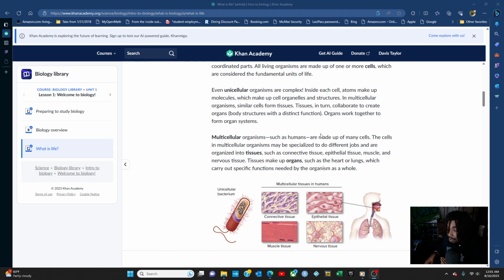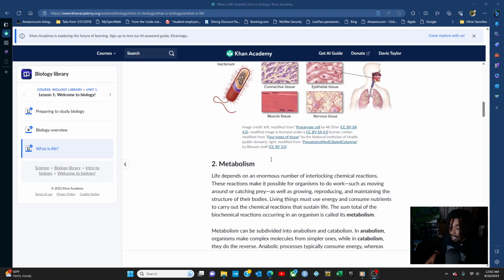And it says, such as humans are made up of many cells, right? The cells in multicellular organisms may be specialized to do different jobs and/or organized into tissues, such as connective tissue, epithelial tissue, muscle, and nervous tissue. Tissues make up organs, such as the heart or lungs, which carry out specific functions needed by the organism as a whole. So, for the people that knew, for the people that didn't.